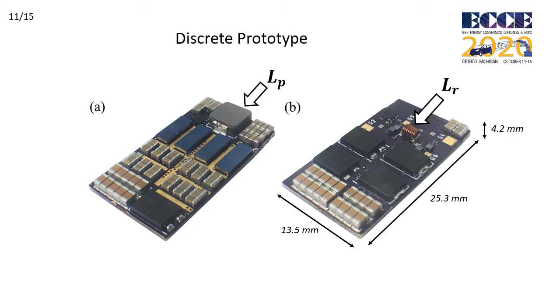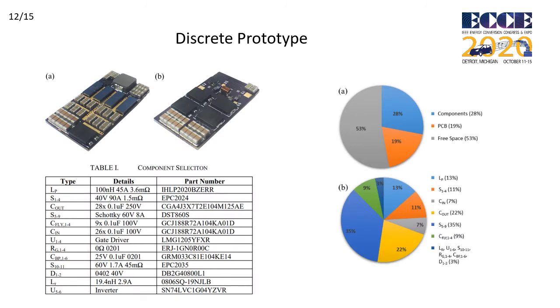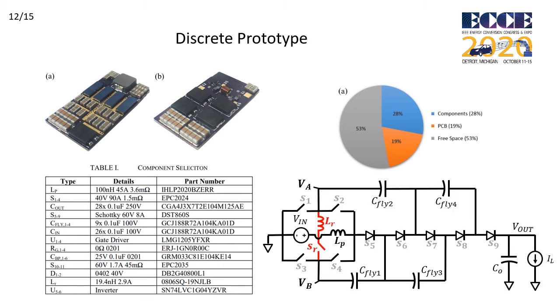Very large gallium nitride FETs were used, as COSS-related losses are to be significantly reduced with RCR. As such, optimal switch sizing may shift towards larger devices for reduced conduction losses. The vast majority of the converter is made up of PCB volume and free space, as depicted in the volume charts on the right. To keep things simple and avoid the complex timing requirements of split phase switching, diodes were used in place of synchronous switches for S5 through S9, as shown here on the right.